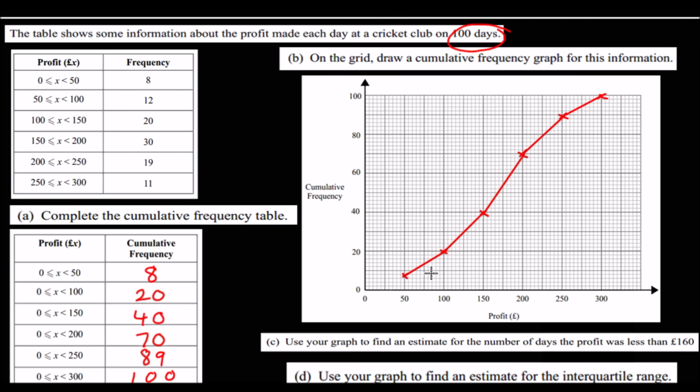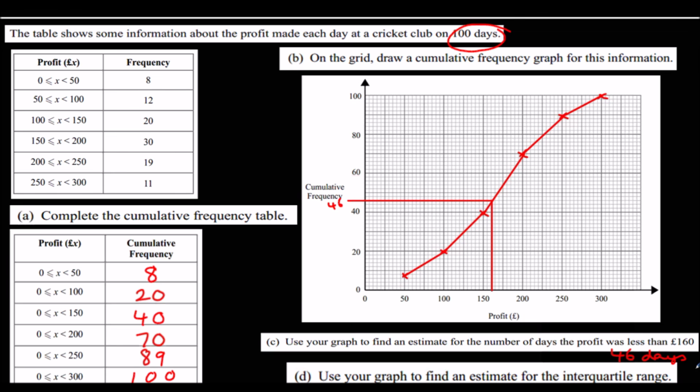And part C says use your graph to find an estimate for the number of days the profit was less than 160. So we're going to go to 160, up to our graph, and then along, and read off the number of days. So that's 40, 42, 44, 46. So 46 days.